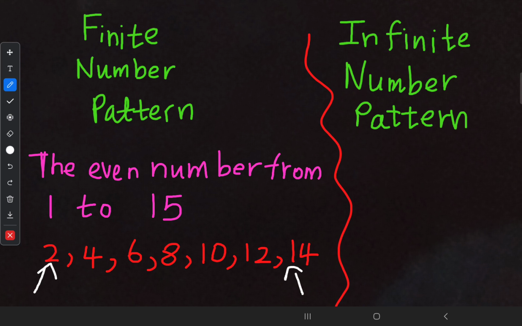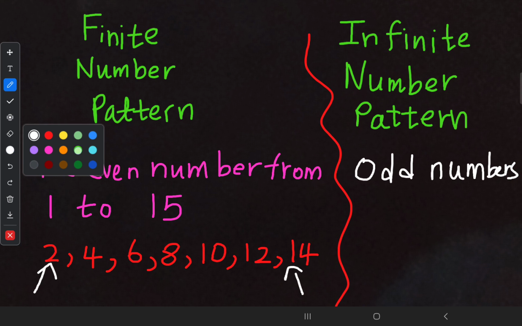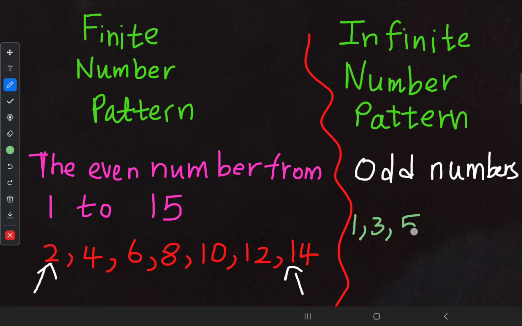Okay, ended with 14. But infinite number pattern means in some number patterns you will see, here I'll give you an example, odd numbers. There is no limitation given, only I'll give you odd numbers. Odd numbers means 1, 3, 5, 7, 9. Likewise, after this, they will give you some dots like this. I hope you saw something like this.